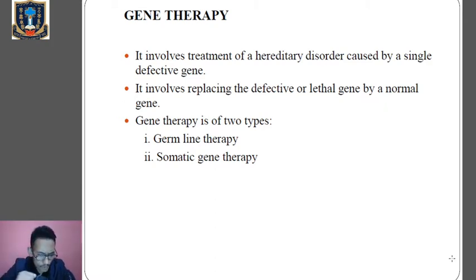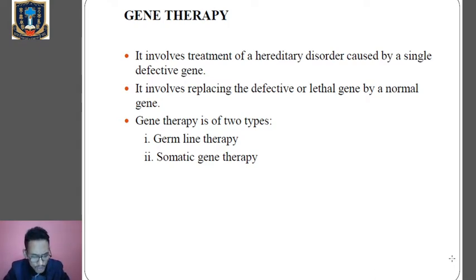Now it involves replacing the defective gene, or the harmful gene, or the lethal gene, with the normal one. The normal gene delivered into the embryos or the person's tissues takes over the normal function over and above the defective gene. So those normal genes which we have introduced with the help of the gene therapy technique will take over from the defective genes, so that the gene will function normally. So gene therapy is mainly of two types. The first one is called germline therapy, and the second one is called somatic gene therapy. So what is germline therapy?